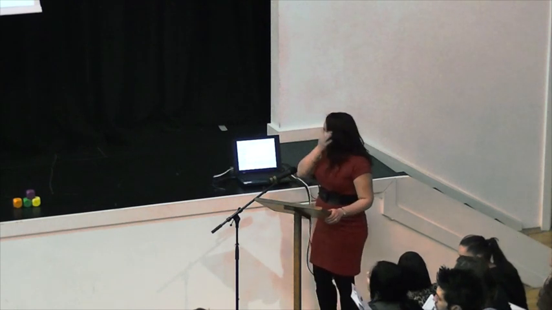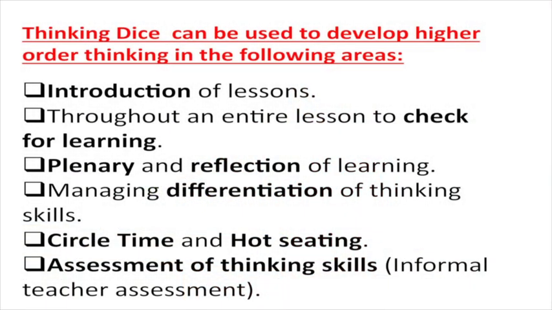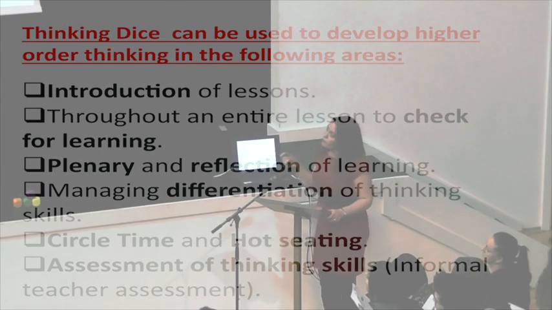It's an effective way of questioning. You can use them at any point in the lesson. If you want to check that they've understood an instruction that you've given them, you could use the orange dice. You can throw it and say, right, put in your own words what I've just told you to show that you understand it. They're really good for inquiry-based learning because you can use one of the dice, the purple one, for forward planning and creativity.